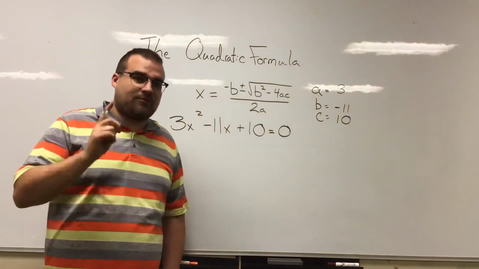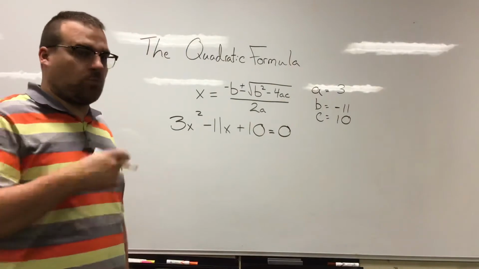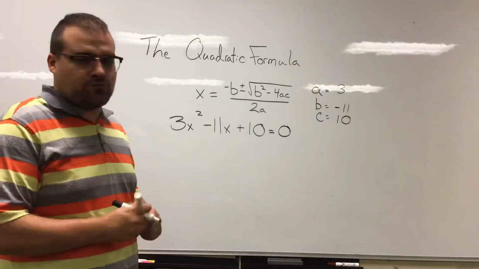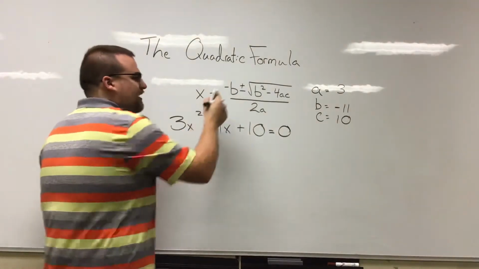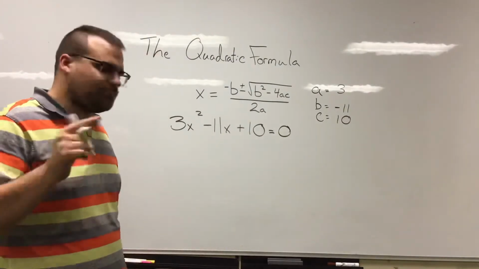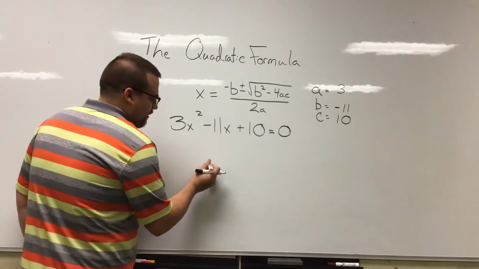Well, one step down. We identified our A, B, and C. Now we want to substitute those, or write them in our quadratic formula in place of those variables. So negative B, well, negative 11. What do you think would happen there? Yeah, those 2 negatives cancel out and make a positive, right?